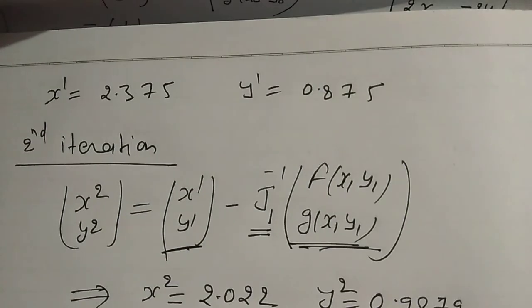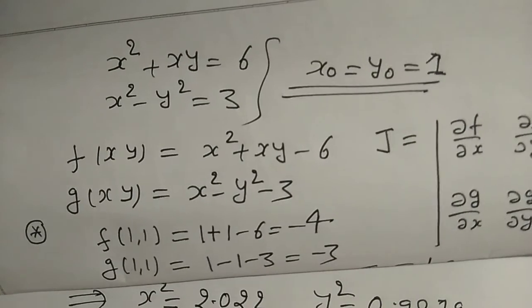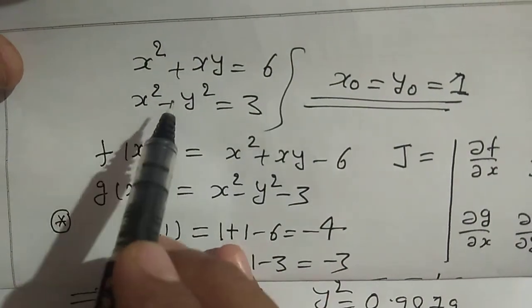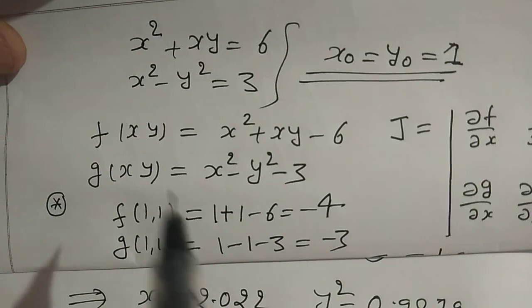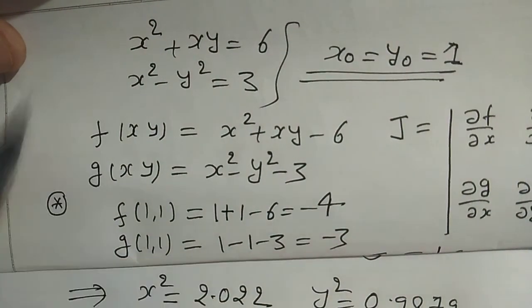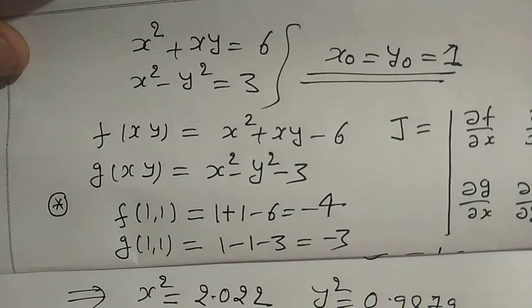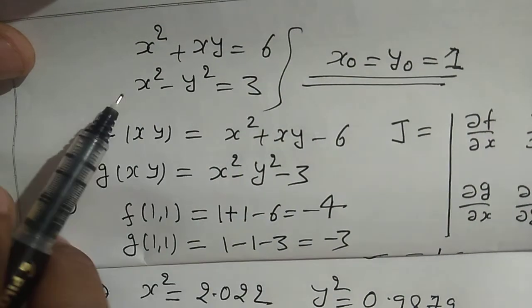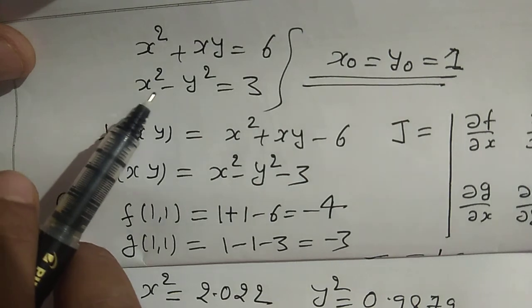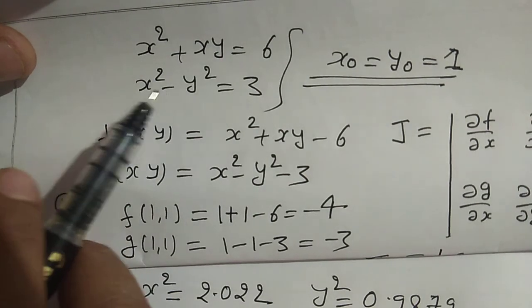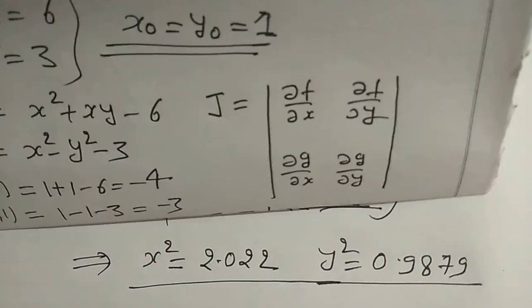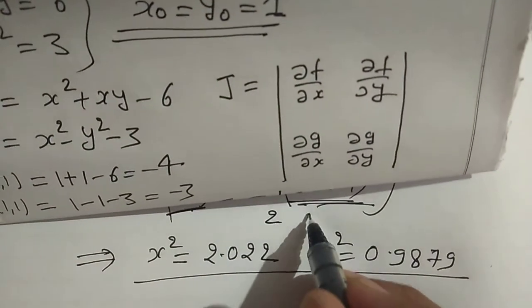So if you see the equations, x square plus xy equal to 6, x square minus y square equal to 3. Your x is 2 because 4, and y is 1. Exact solution is x equal to 2, y equal to 1: 4 plus 2 into 1, 6, fine. And 4 minus 1 equal to 3. So exact solution of this system is 2 and 1.